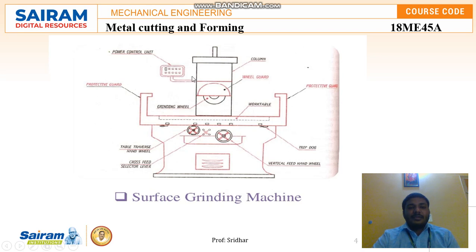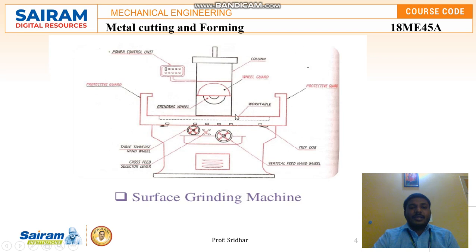When the grinding wheel starts rotating at a high speed, in the work table we are going to fix the workpiece. Here the grinding wheel is already fixed. When the grinding wheel comes in contact with the workpiece while rotating, with the help of this table transfer handle we can rotate the table. When you rotate this transfer handle, the work table starts moving towards left and right. So it can move in both directions.